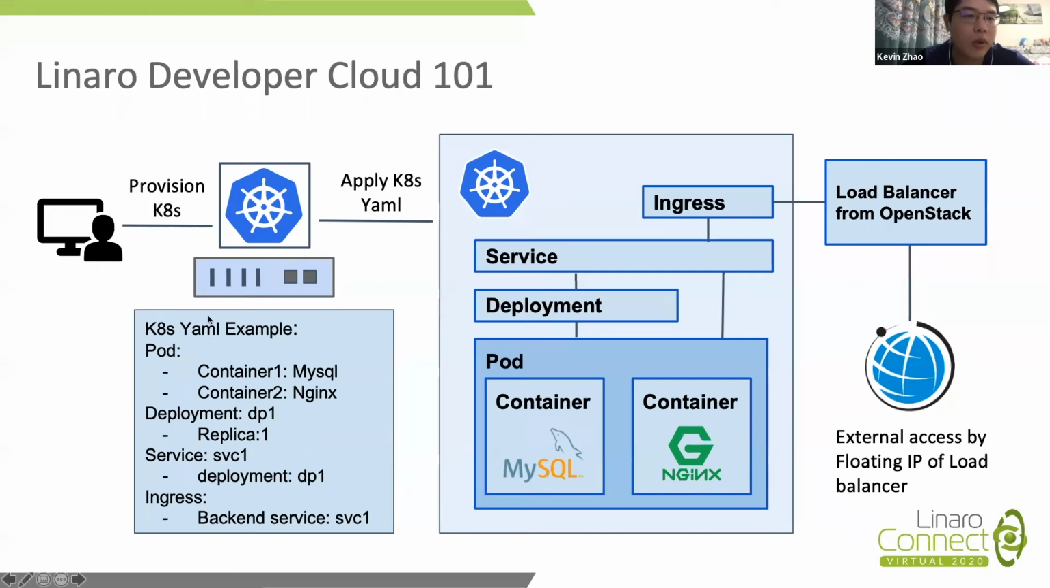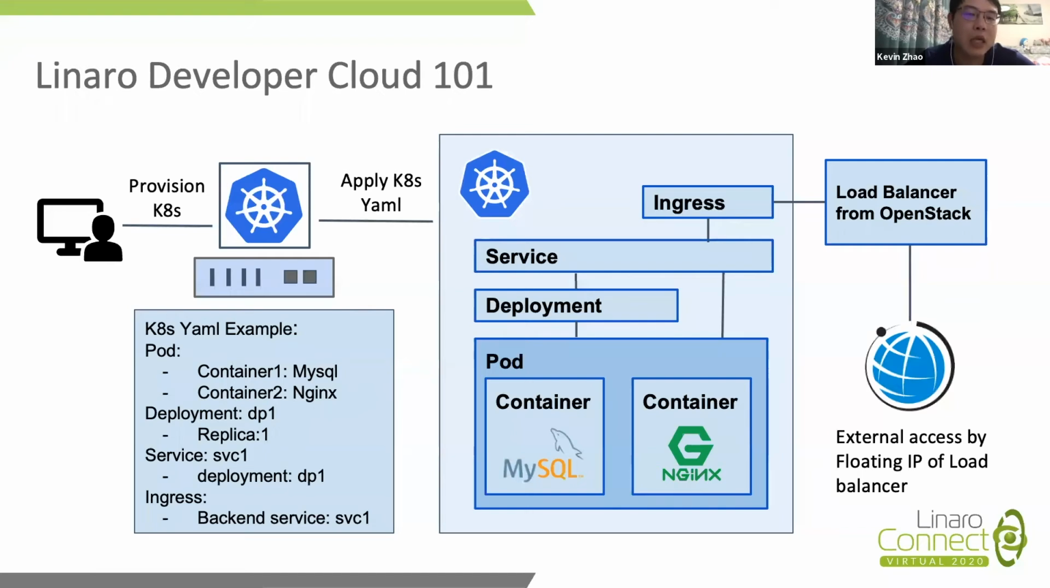First, you need to define the Kubernetes YAML. You need to define the pod, which has container 1 with the MySQL image and container 2 with the Nginx image. We also know that in Kubernetes, the pod is a basic unit, but it is not the exposed unit for the service. So you need to define the deployment concept, which is specified to the pod.